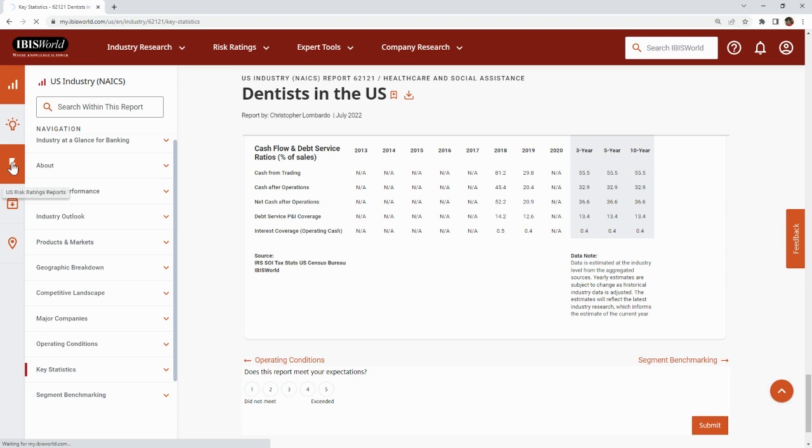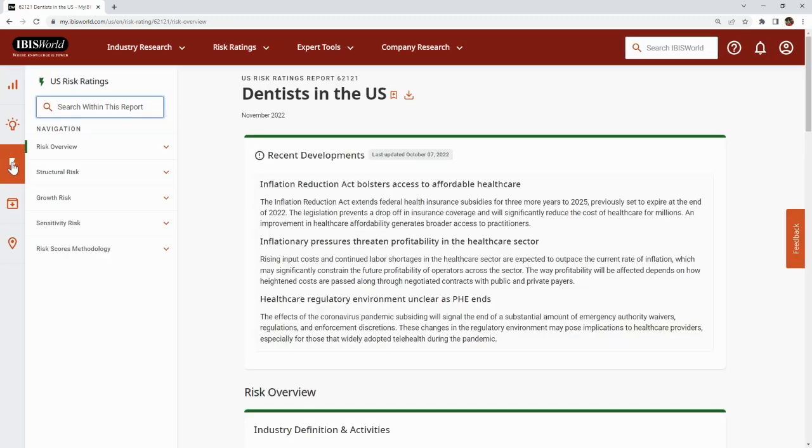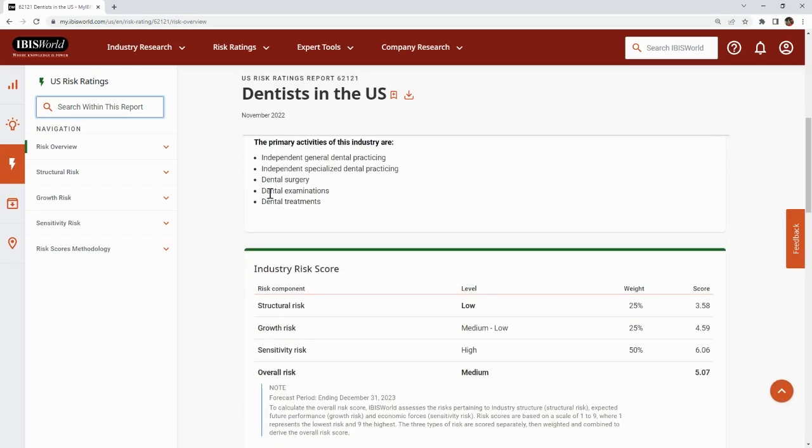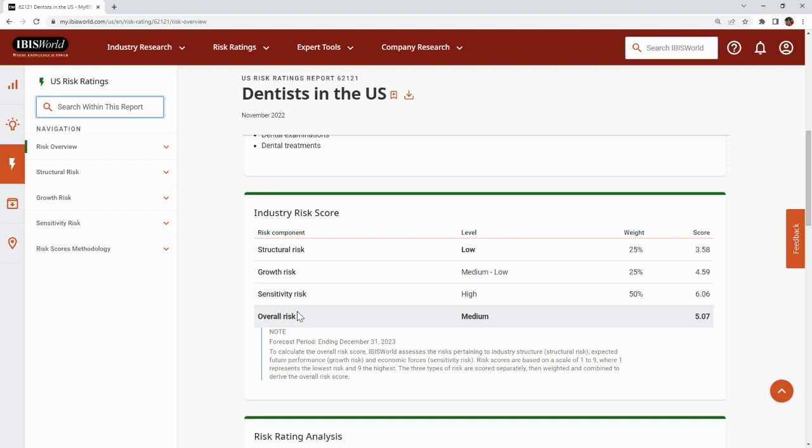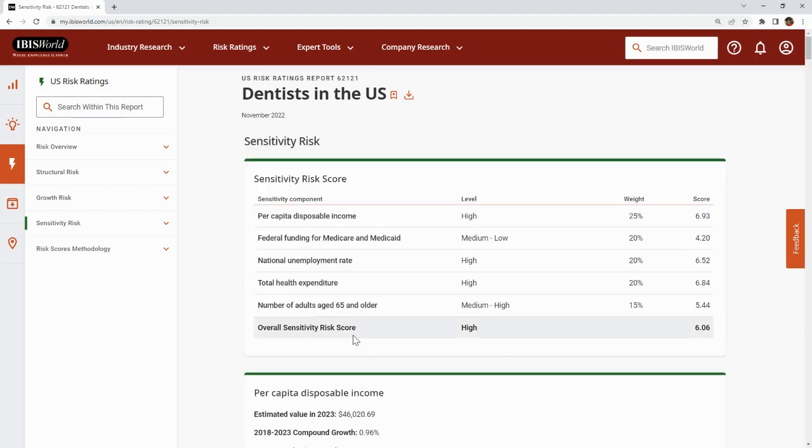As I mentioned earlier, this is proprietary to IBISWorld. We give a score of anywhere from 1 to 9 for every single industry. And these are dynamic. They're changing month over month because they're influenced by so many external factors on the industry itself. So right now, dentists are a 5.07. We could go into the sensitivity risk, which is the highest one here, and learn a little bit more of what are the sensitivities that they may be a little bit more exposed to. So you'll notice per capita disposable income, unemployment rate, total health expenditure are some of those ones that are spitting out the higher numbers. So you can take a closer look at that and try to understand how is that influencing the bottom line of this business.